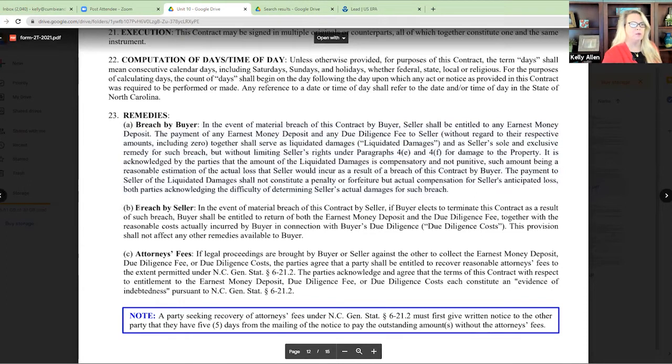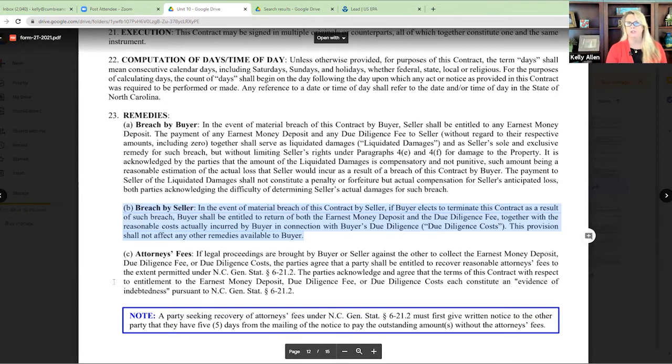But let's go back in here and talk about, well, what happens? We talked about if the buyer breaches, but what if the seller breaches the contract? Look at this. Here we go. In the event of material breach of this contract by seller, if buyer elects to terminate this contract as a result of such breach, buyer shall be entitled to return of, okay, here we go. Now ready? So if the seller breaches, the buyer will have returned to him, her, or they, the earnest money deposit and the due diligence fee, together with the reasonable costs actually incurred by buyer in connection with buyer's due diligence.